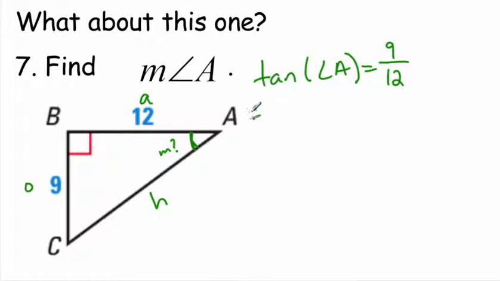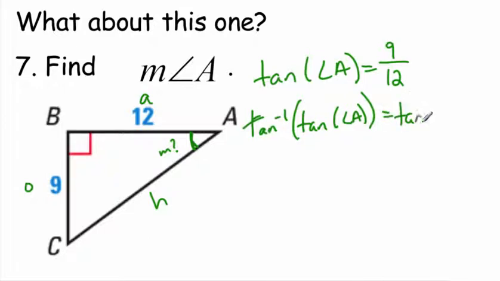And basically I want to cancel out the tangent, so I have to use the inverse tangent. So I'm going to take the inverse tangent of both sides. And that's going to cancel out my tangent. So this tangent inverse cancels out this tangent right here and just leaves me with angle A.